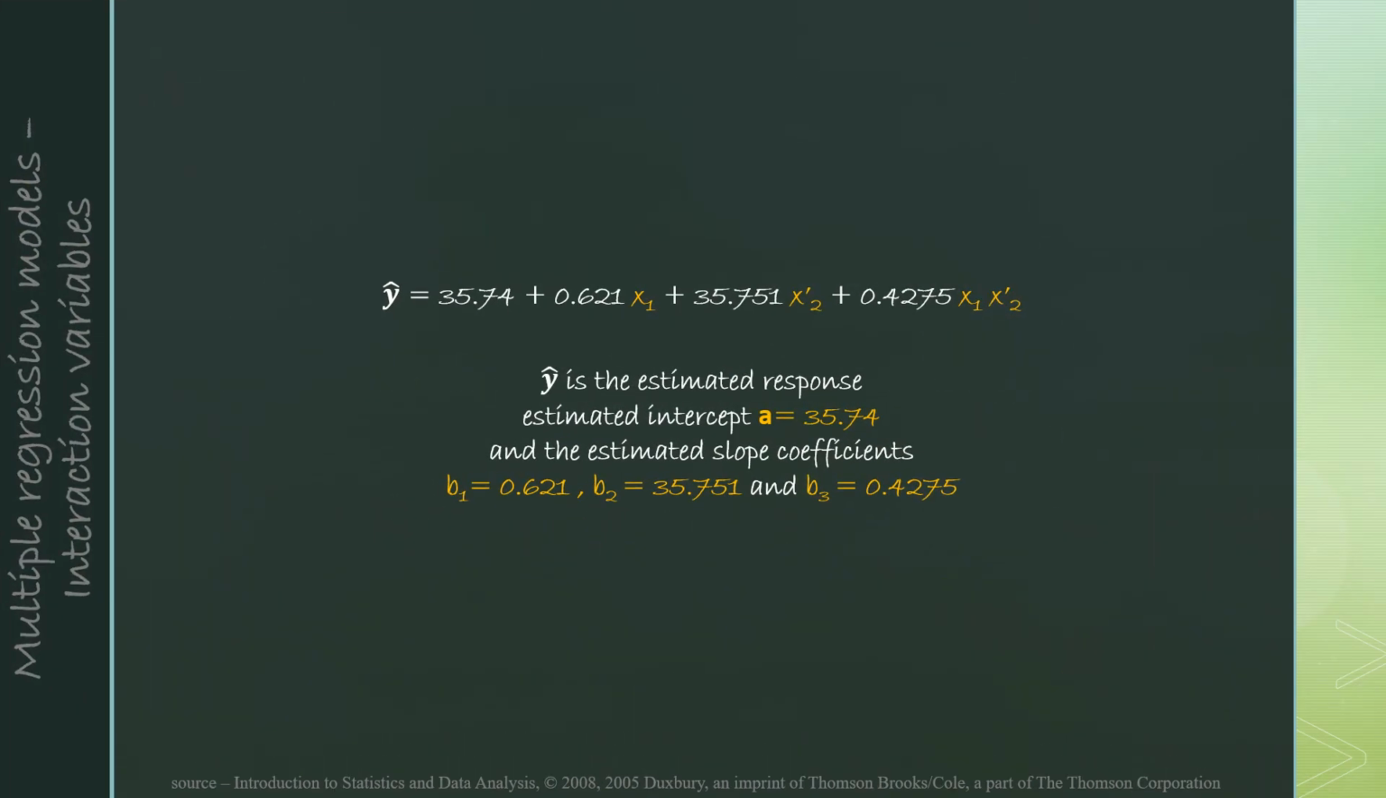In the above estimated regression function, y hat is the estimated response. The estimated intercept A equals 35.74 and the estimated slope coefficients B1 equals 0.621, B2 equals 35.751 and B3 equals 0.4275. This example helped us understand the concept of interaction between independent variables in a multiple regression model, and also the case where a transformation is applied on an independent variable which exhibits a nonlinear relationship with a dependent variable.